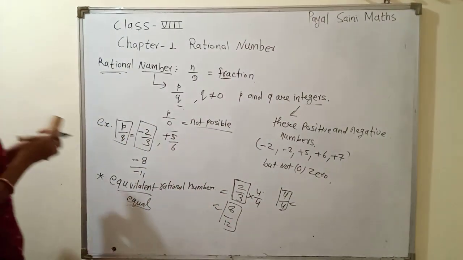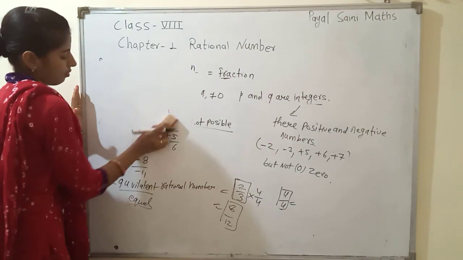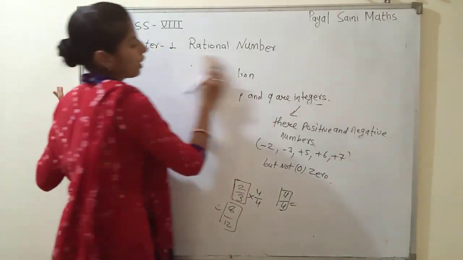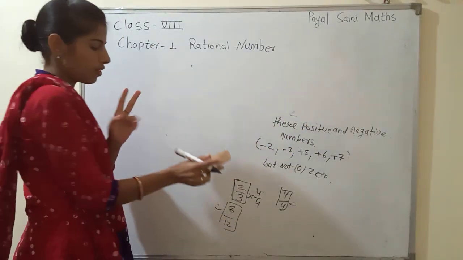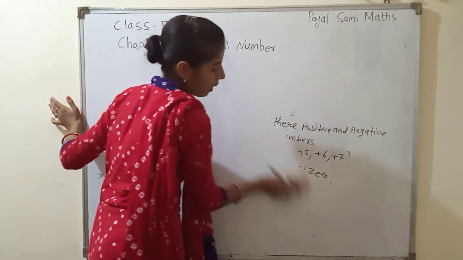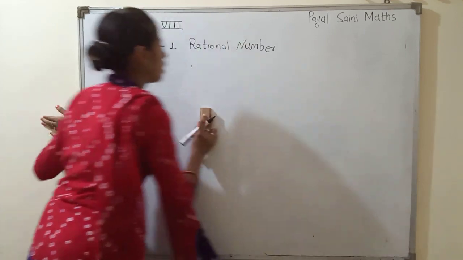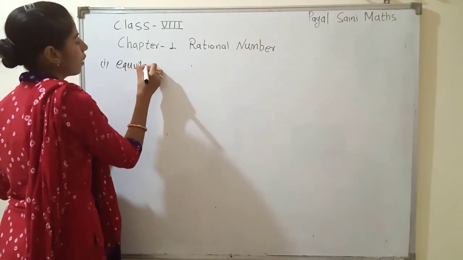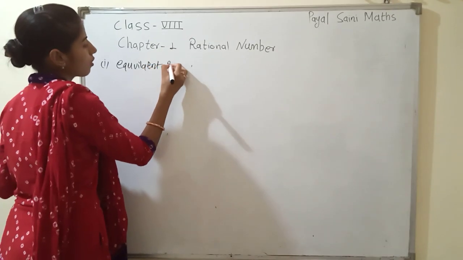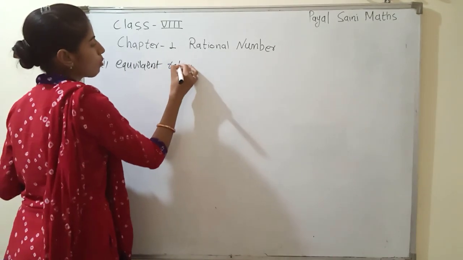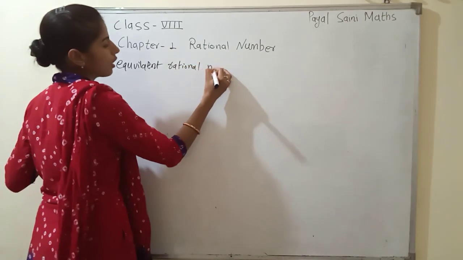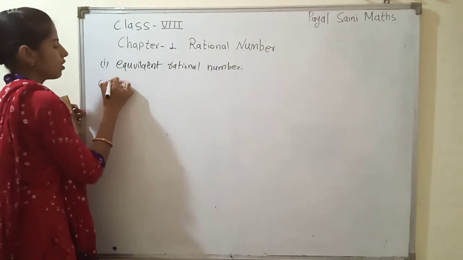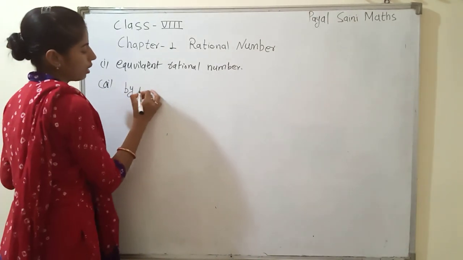In the next example, we also see how we make equivalent fractions by two methods. First is multiplication and second is division. First we read about multiplication. In equivalent rational numbers, the first method is by multiplication.